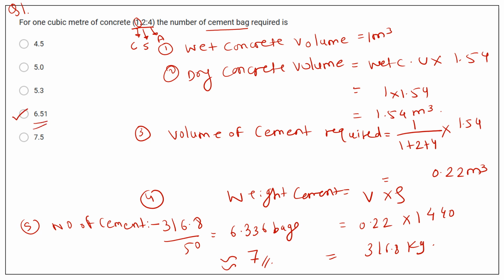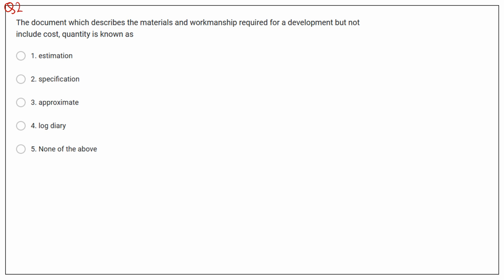The next question. Second question, the document which describes the materials and workmanship required for the development but does not include cost and quantity is known as. So that document is specification. So here option number 2 is correct.